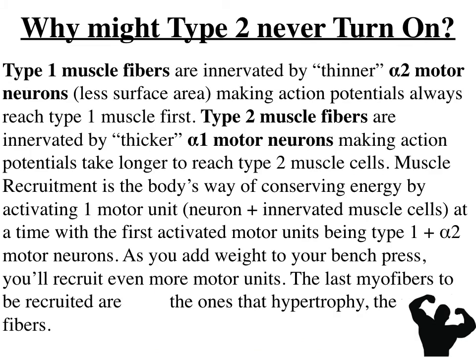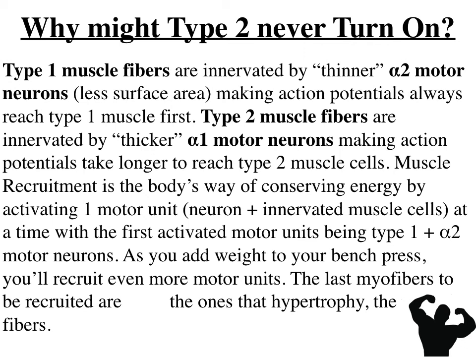Why might type 2 never turn on? So type 1 muscle fibers are innervated by a thinner alpha-2 motor neuron. Less surface area, making action potentials always reach type 1 muscles first. Type 2 muscle fibers are innervated by a thicker alpha-1 motor neuron, making action potentials take longer to reach the type 2 muscle cells.